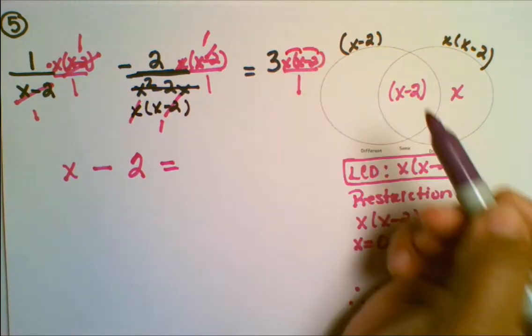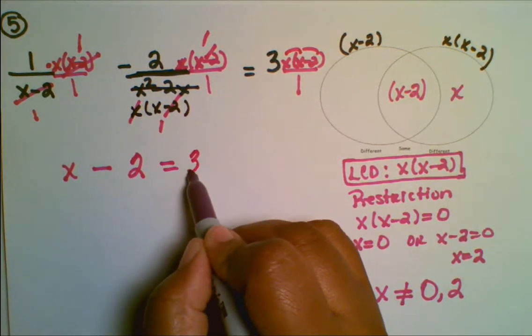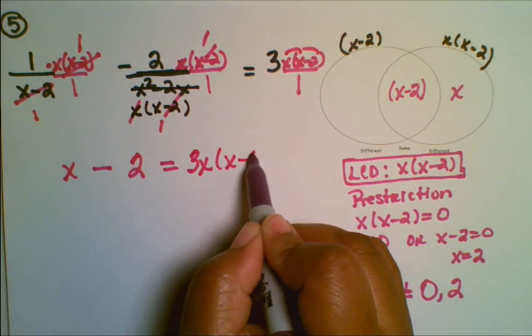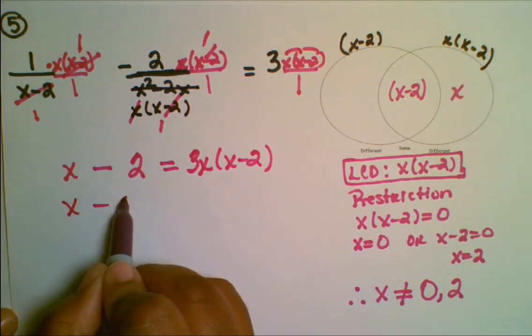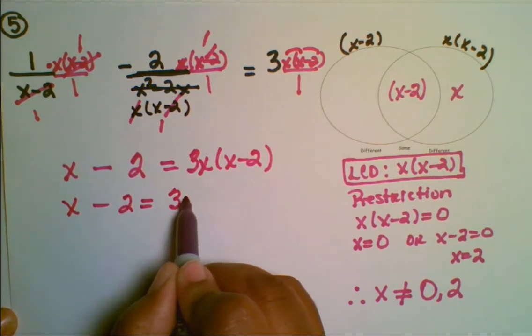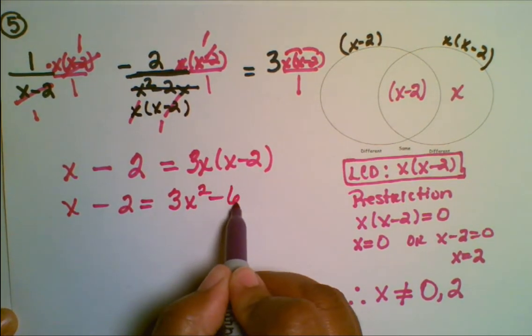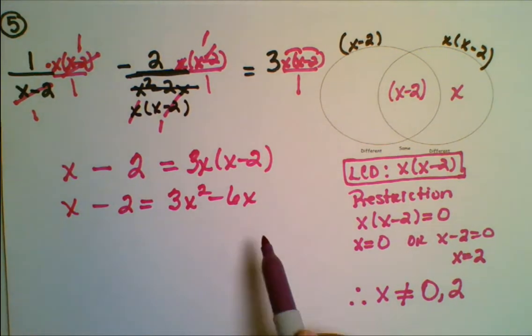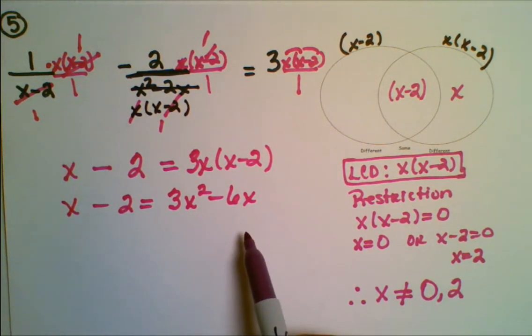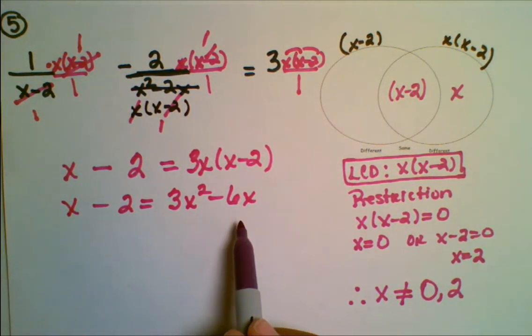We're going to distribute. Well, this is what we have left. I just want you to see what we have there. So let's go ahead on the right hand side and distribute. We have 3x squared minus 6x. And remember that we want to solve for x. The way that we're going to solve for x is by solving this equation by factoring.